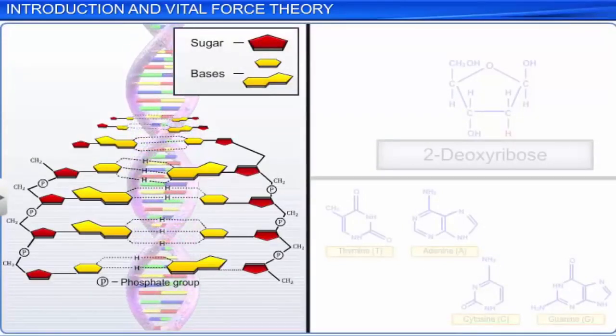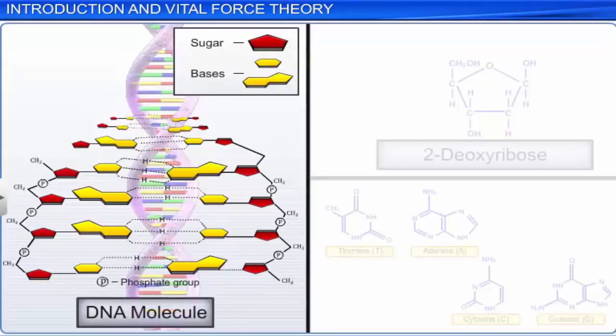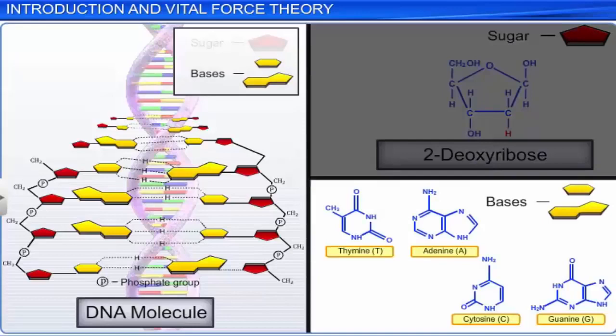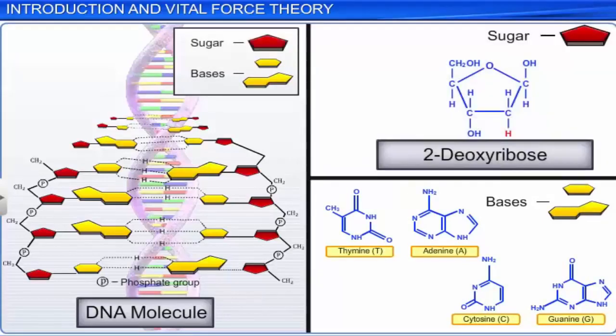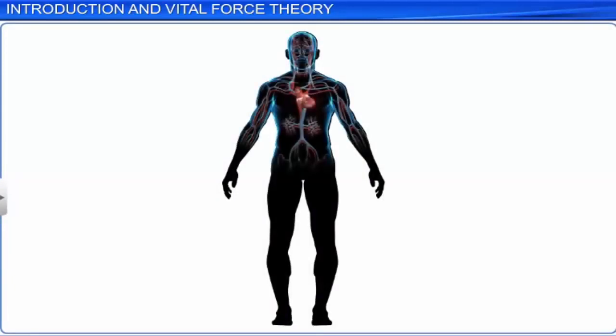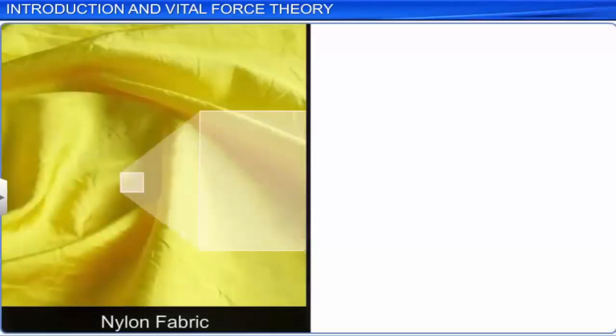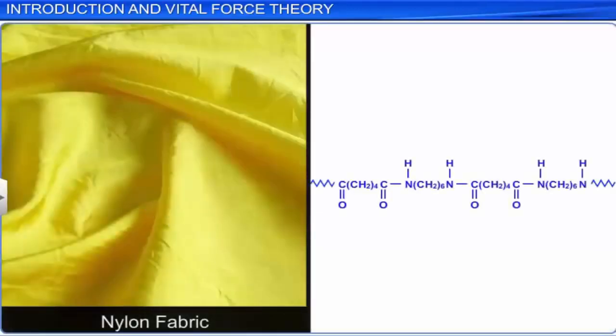For example, deoxyribonucleic acid or DNA is made up of sugar like 2-deoxyribose and nitrogenous bases. In blood, muscles, and skin. Organic chemicals are also present in clothing, as in nylon fabric.